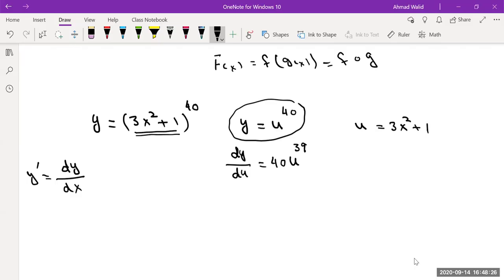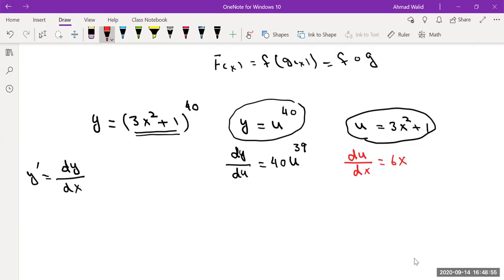And at the same time, can I find the derivative of this function, u equals 3x squared plus 1? Yes, all of you can do that. You're looking for du over dx, the derivative of this function with respect to x, and that will be 6x. Am I right? The derivative of 3x squared plus 1 is 6x.